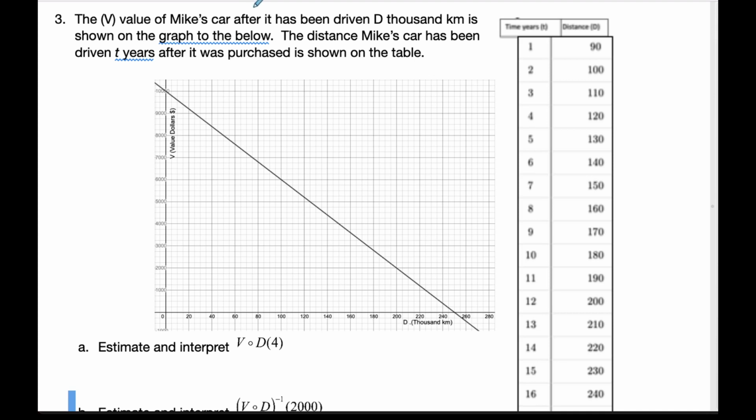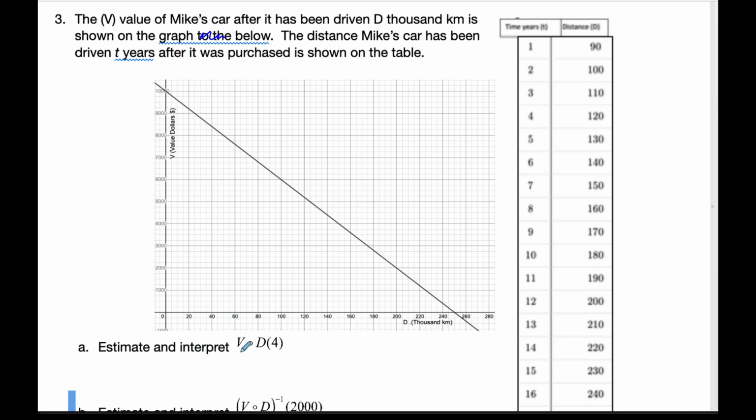And here's another example. We're going to talk about composition of functions and inverses. This particular time, we're given a table, time in years, and then distance in thousands of kilometers. And then we're also given a graph where we have thousands of kilometers for D and the value in dollars V. The stem says V, the value of Mike's car after it has been driven D thousand kilometers, is shown on the graph below. The distance Mike's car has been driven T years after it was purchased is shown in the table.